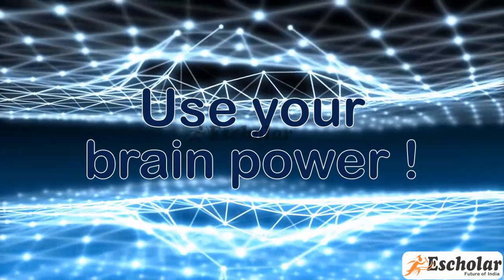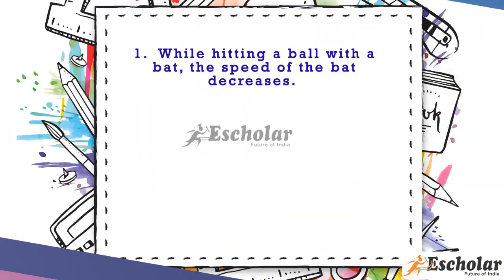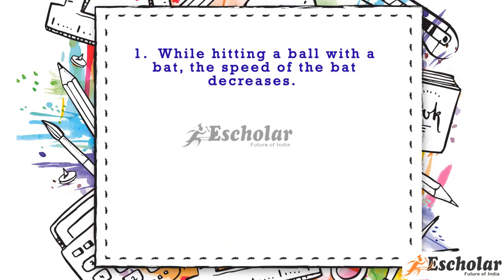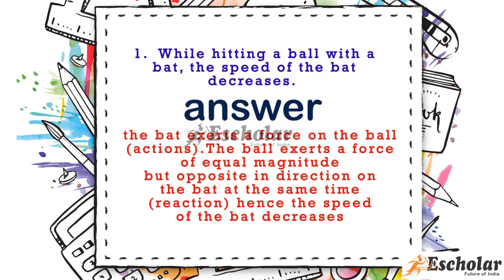Use your brain power. Question 1. While hitting a ball with a bat, the speed of the bat decreases. Answer. The bat exerts a force on the ball. Action. The ball exerts a force of equal magnitude but opposite in direction on the bat at the same time. Reaction. Hence the speed of the bat decreases.